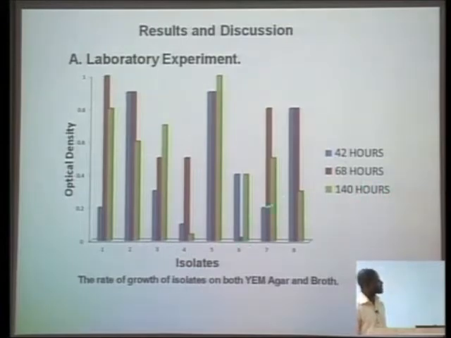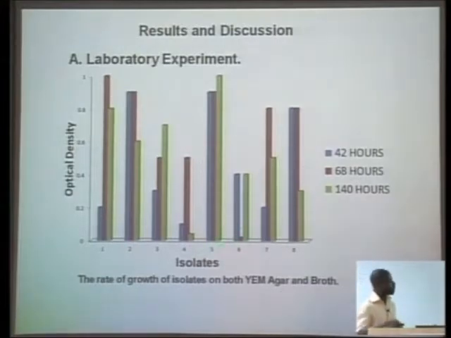And for isolate 6, the growth at 42 and 140 hours is similar, but the growth at 68 hours is very low. This may be due to a sampling error or some condition which was not favoring the growth of the isolate. I must apologize for not having the error bars. This is the kind of experiment where only one sampling was done at these hours.